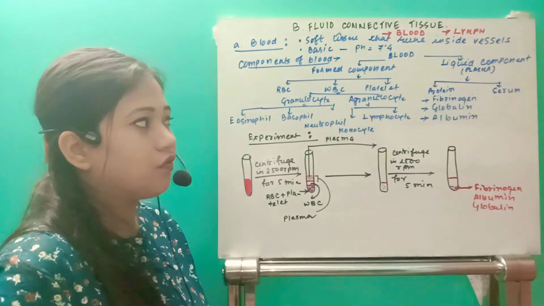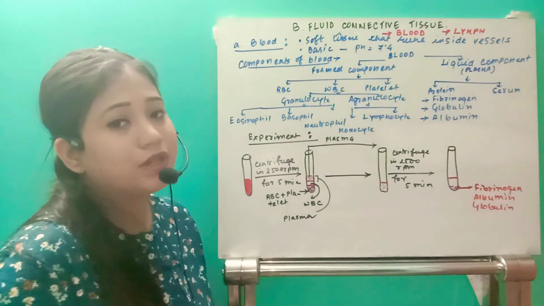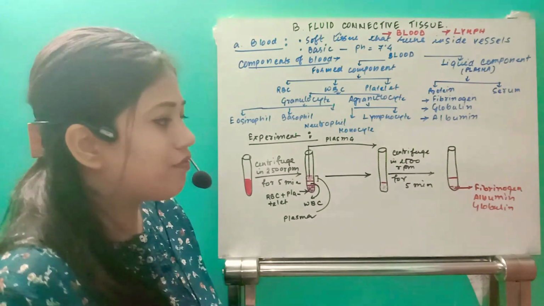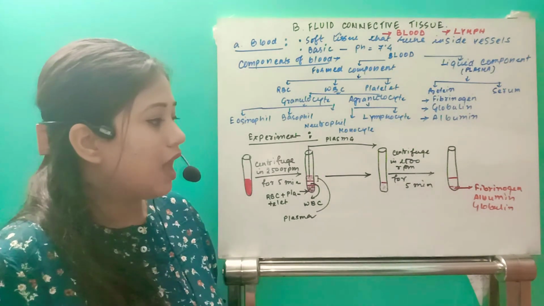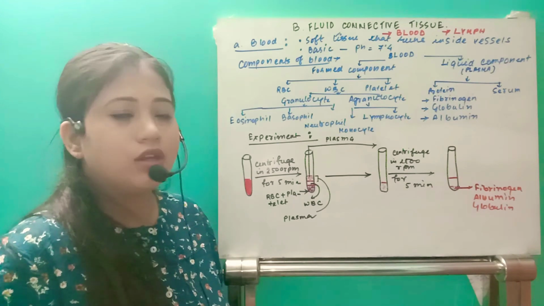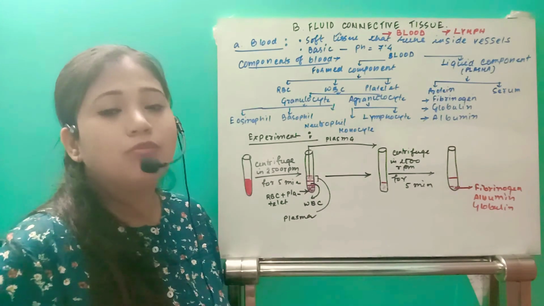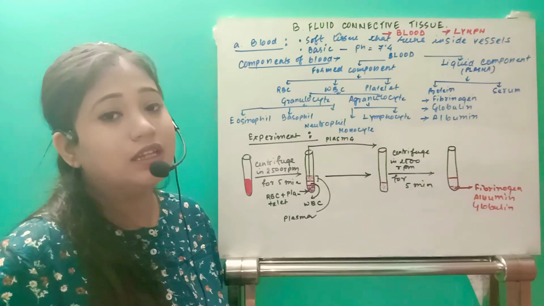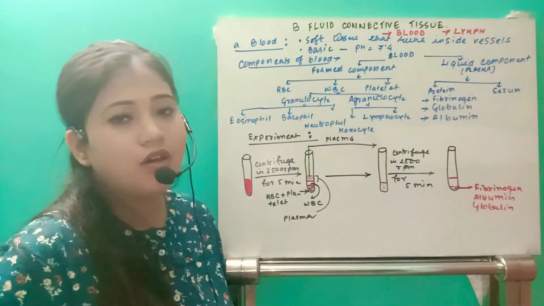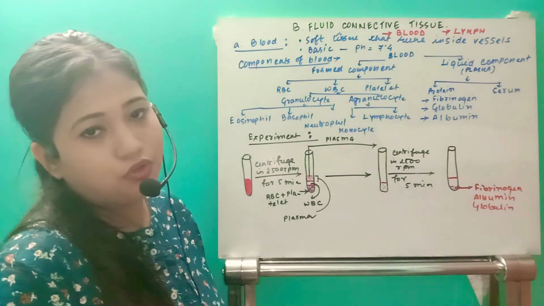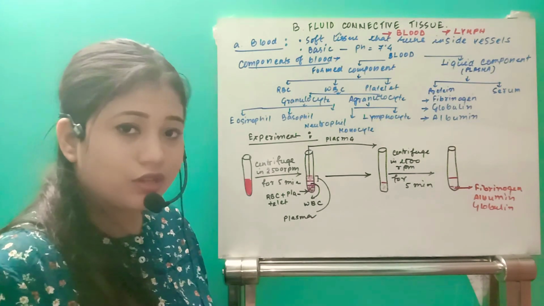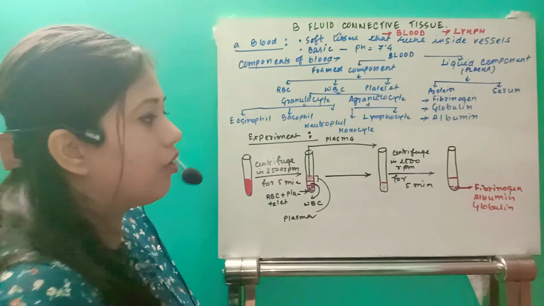What is the function of fibrinogen? That will help in clotting of blood. The second one is albumin, which will maintain the blood osmolarity. And the third one is globulin, which is the immunoglobulin, a defense protein, which will kill the foreign particle. Okay, so those three protein components get deposited in the test tube.